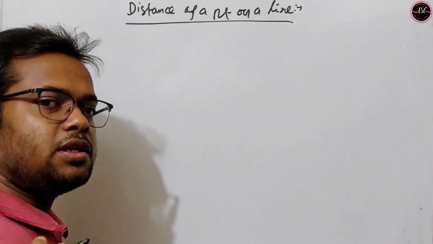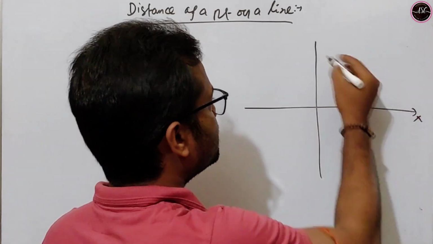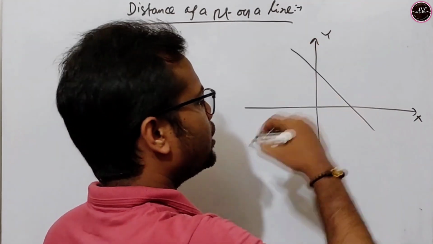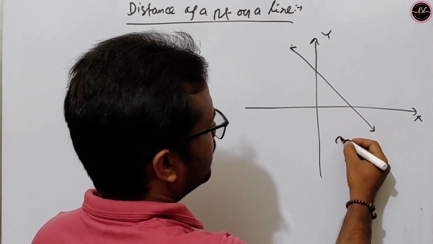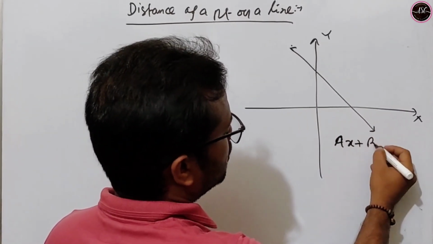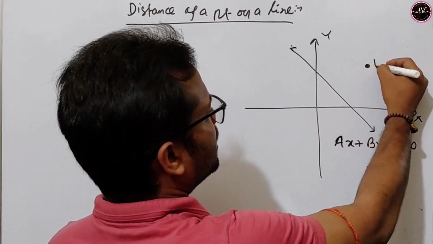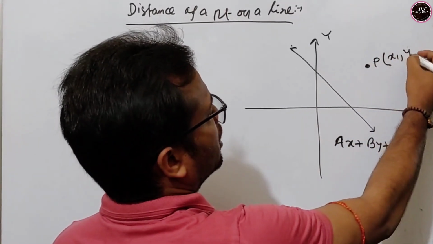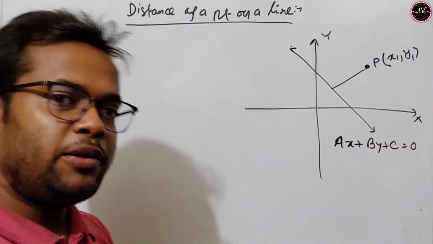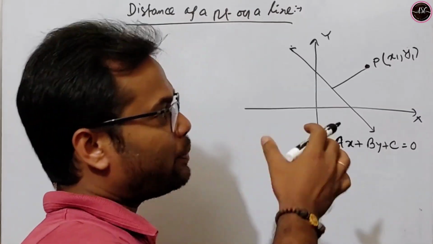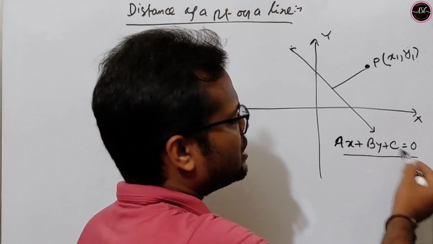So we will learn about the distance of a point from a line. Just see, this is a coordinate plane, this is x, this is y, and this is a line. The equation of the line is ax plus by plus c equal to 0. Now here is a point P whose coordinate is x1 comma y1. So the distance from the point P is the length of the perpendicular drawn from P on the line ax plus by plus c equal to 0.